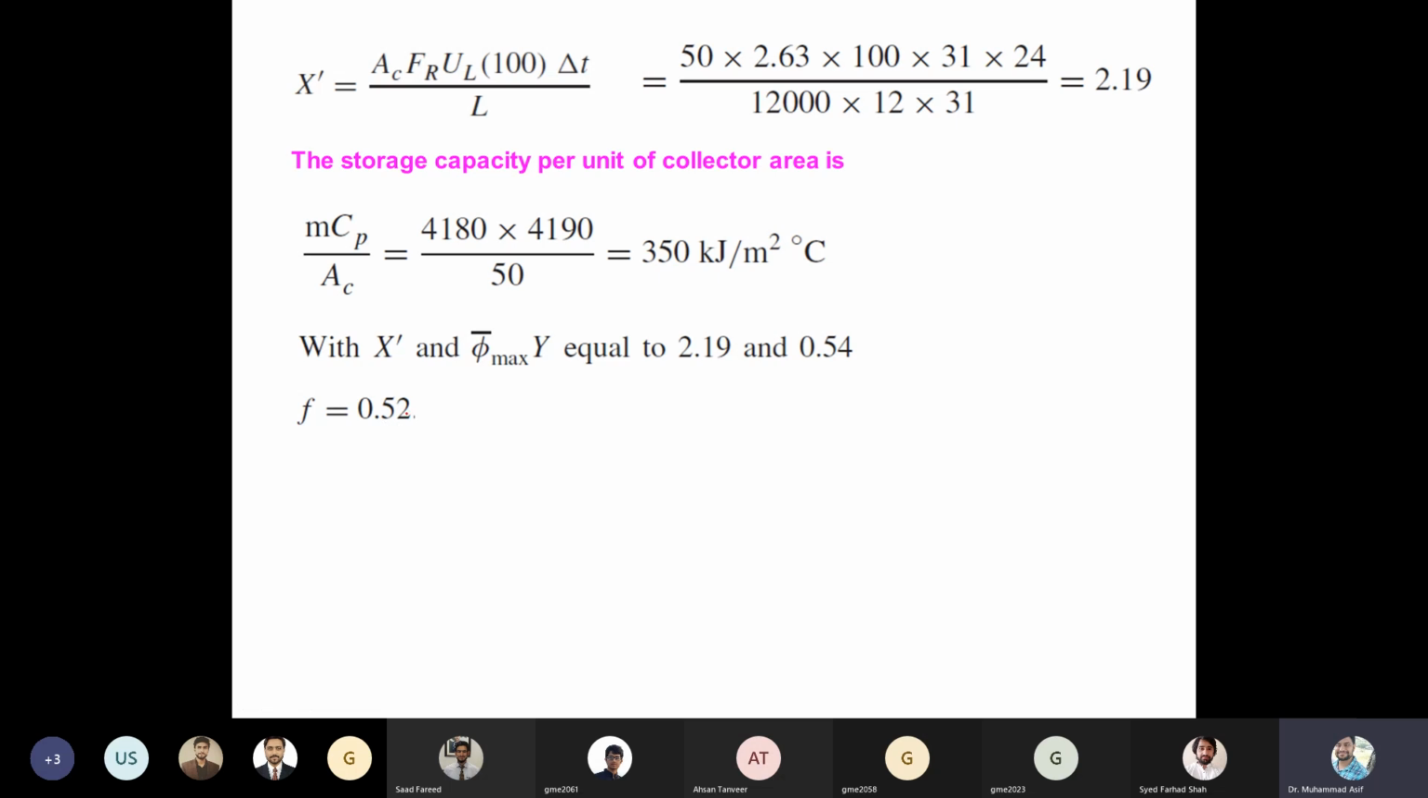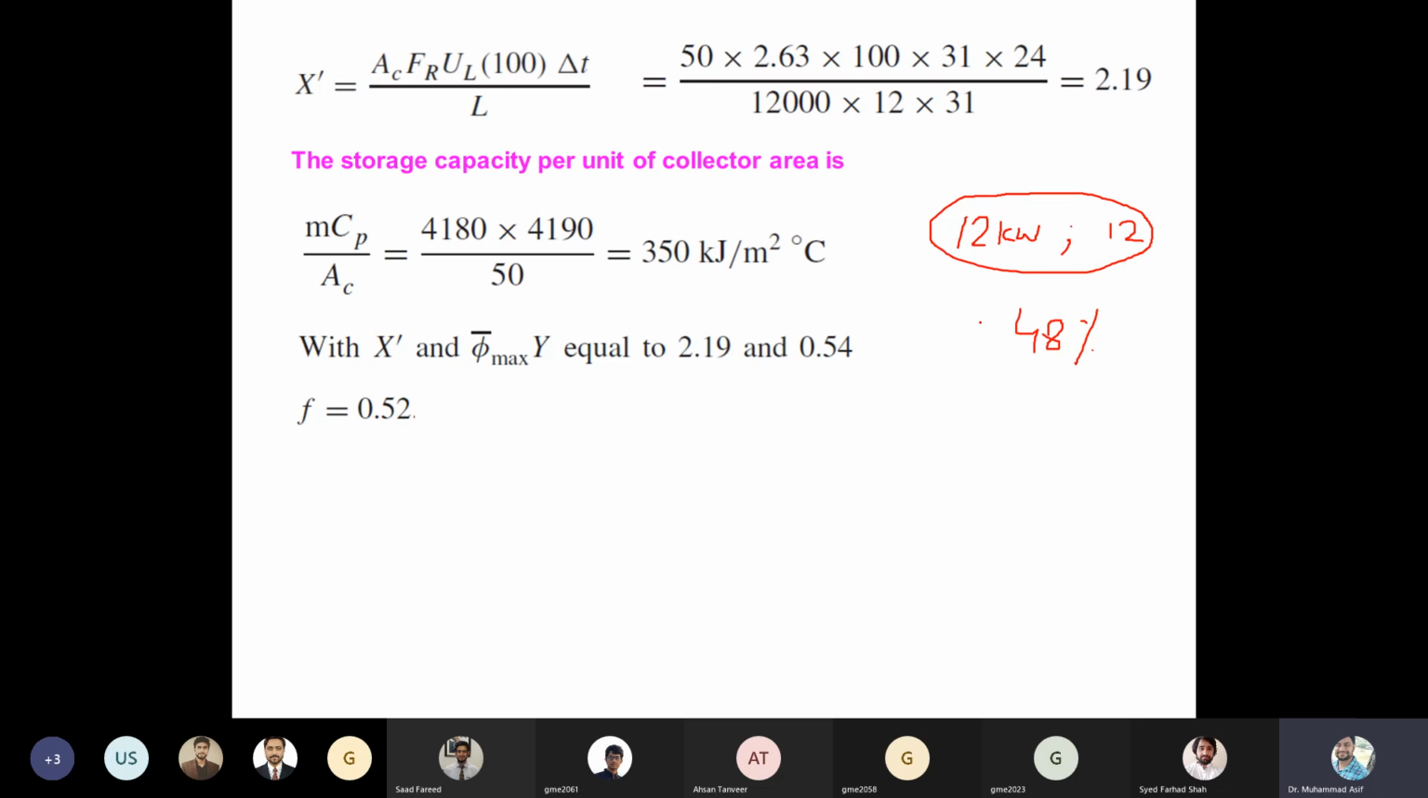The total load was equal to 12 kilowatt. This was the total load for 12 hours, right? So to meet that load, the heating system that you have installed will give you, on a monthly basis, 52% of the load. So the solar load fraction is 52%. That means 48% you have to meet from some external source. Maybe you can install an electric heater or a gas heater. So you have to plan accordingly. So this was for the month of January.